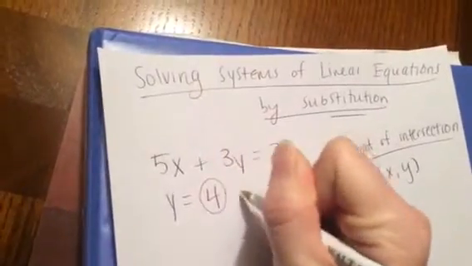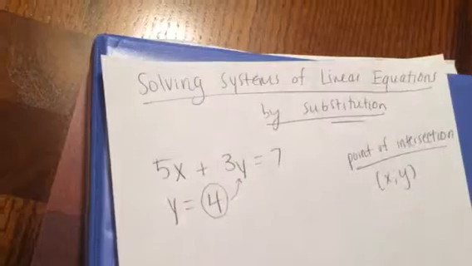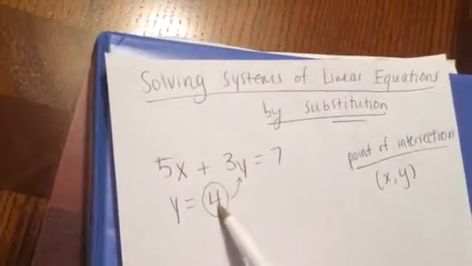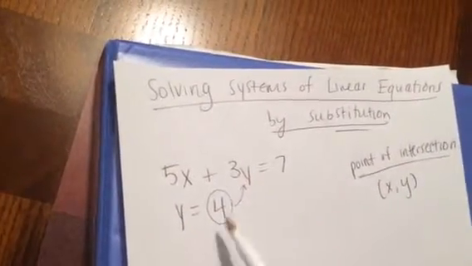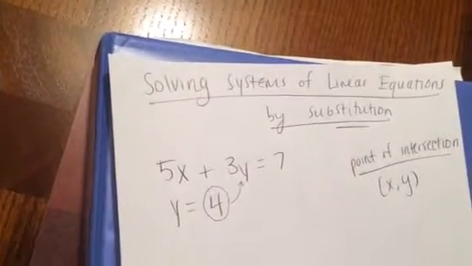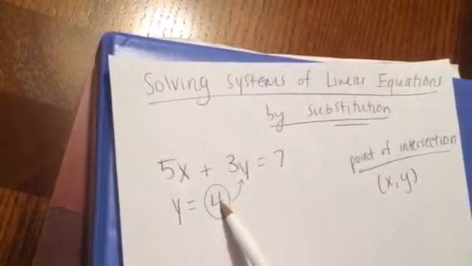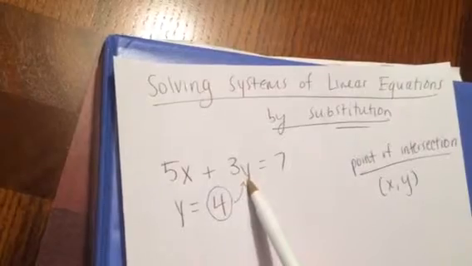So what we're going to do is we're going to substitute this value for y. They told us y equals 4. Into this top equation. We're going to plug in 4 for y up here, since y equals 4. We are substituting this value into our equation up here.